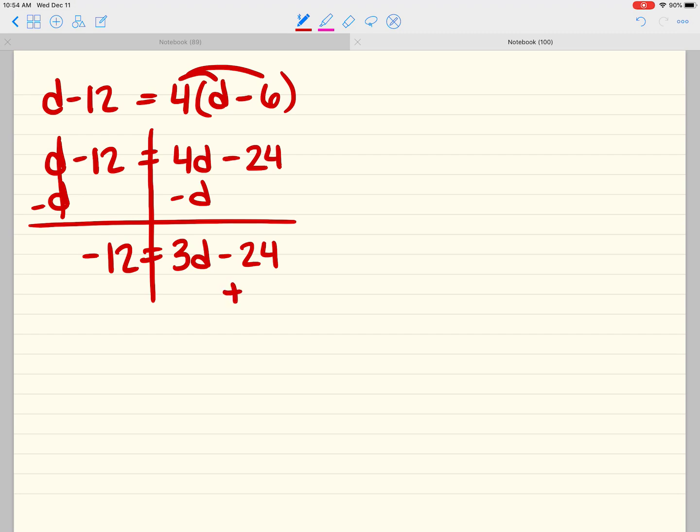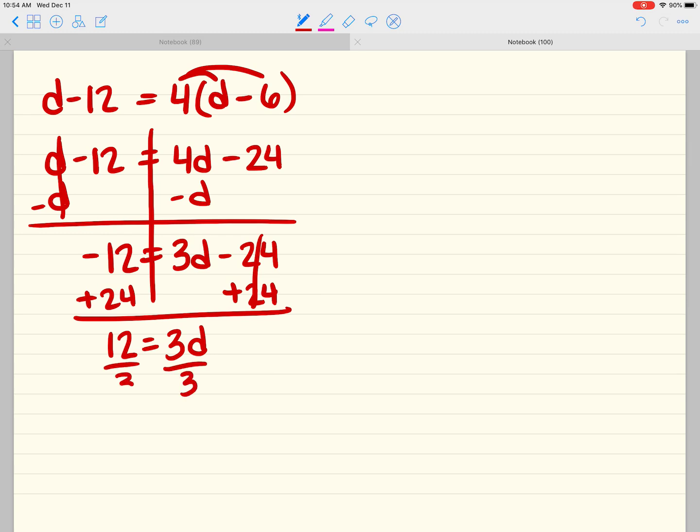Add to the other side. So if I add 24 to both sides, what is negative 12 plus 24? 12. Okay? So I get positive 12 is equal to 3D. Am I finished? Why, Stone? Divide by 3. Because I have to get the variable by itself. Okay? So Stone, I would get D is equal to 4.